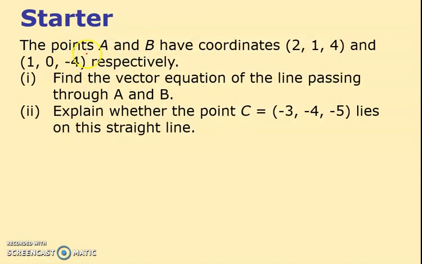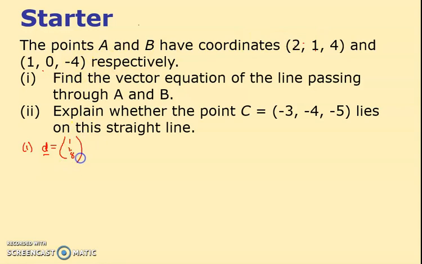So a little starter for us. The points A and B have coordinates 2, 1, 4 and 1, 0, minus 4. Find a vector equation of the line passing through A and B. Well, first of all, you need a direction vector. The easiest way to get the direction vector is to do one vector minus the other one. I don't care which one we do. We'll do that, take away that. So 2 take away 1 is 1. You could have done the other way around, in which case it would be minus 1, but just stick with what you start with. 1 take away 0 is 1. And 4 take away minus 4 is actually 8.